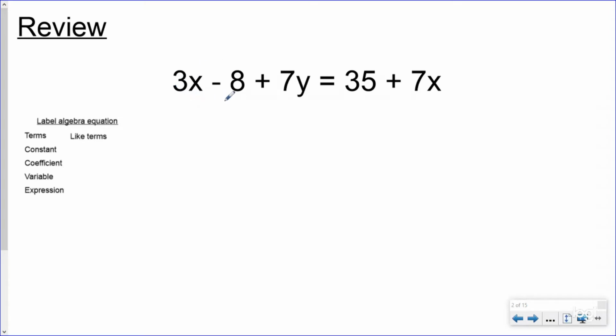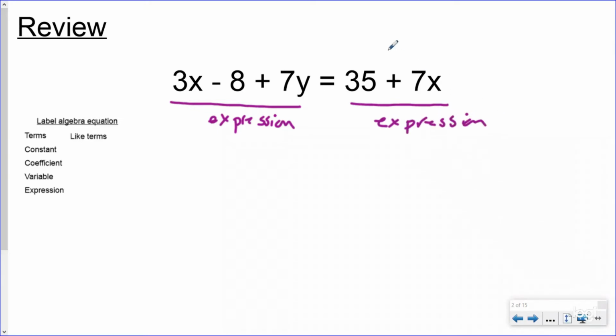And so we have two expressions, okay? So expressions are basically what would be on either side of the equal sign. So this here is an expression, and then this here is also an expression, okay? And they're separated by the equal sign. There you go. And so we know the letters are going to be variables, okay? We know that. We don't really have to talk about that.